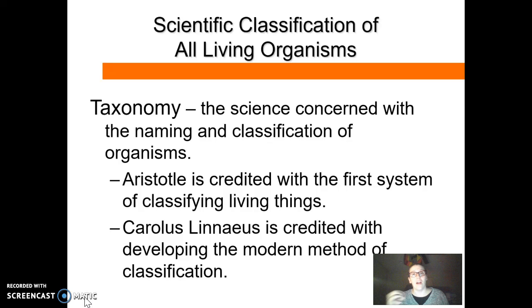The true scientist that our current system is actually named after is Carlos Linnaeus. And he's credited with developing the modern method of classification. His first classification system showed that there were plants and animals, which is still not very complex, but is a vast improvement over living and dead.